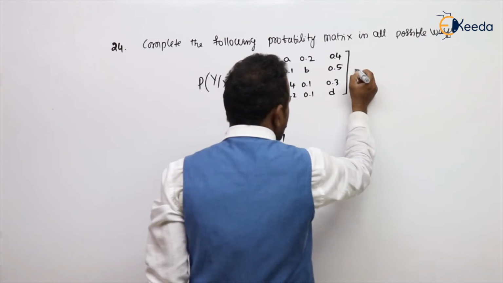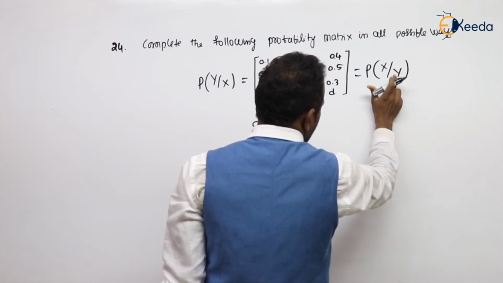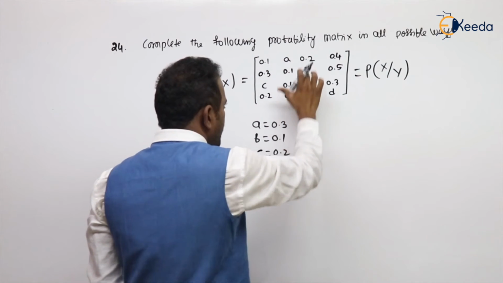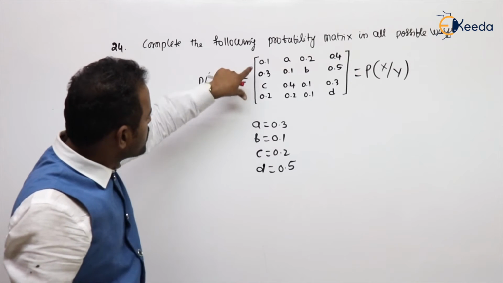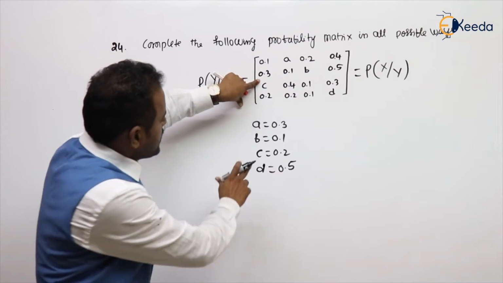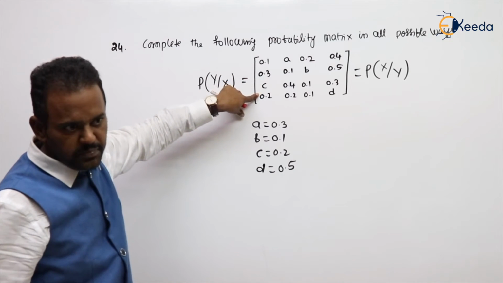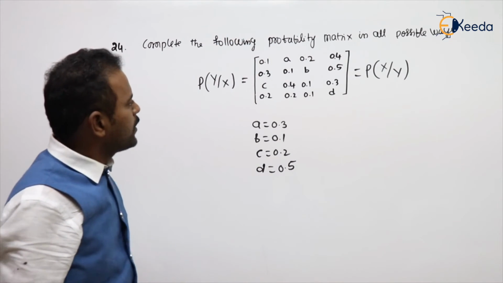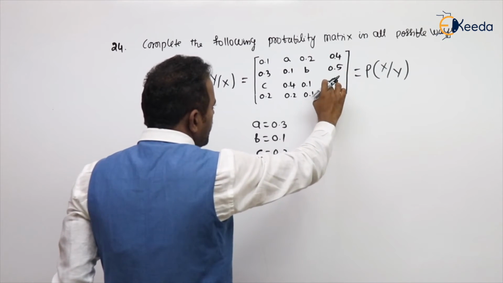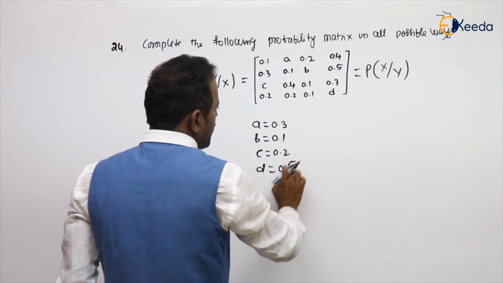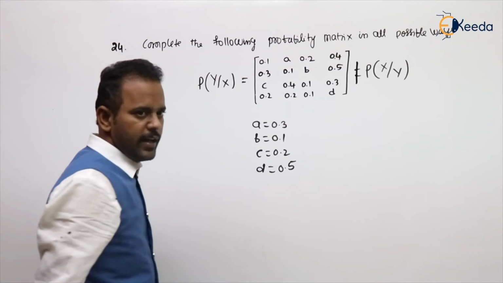Can I call this X by Y? X by Y means columns. If you add each and every column, it should total 1. By taking these values, 0.4, C 0.2, 0.6, 0.8. No. Here one more thing you can see: 0.4, 0.9, 1, 2, and this is 0.5, 1.7 is coming, more than 1. So it is not X by Y.